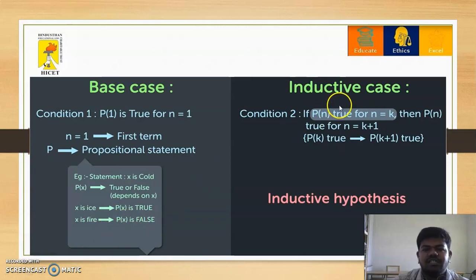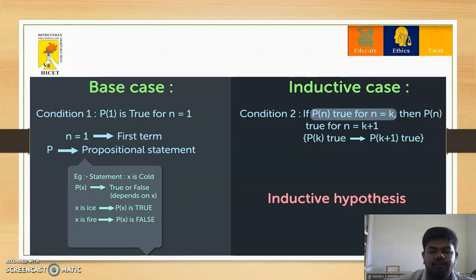And the second condition is the inductive case. Condition 2: if P of n is true for n equal to k, then P of n is true for n equal to k plus 1 also. We need to assume P of k is true and we need to prove P of k plus 1 is true. If the statement is true for P of k, then the statement is true for P of k plus 1. That is called the inductive hypothesis.